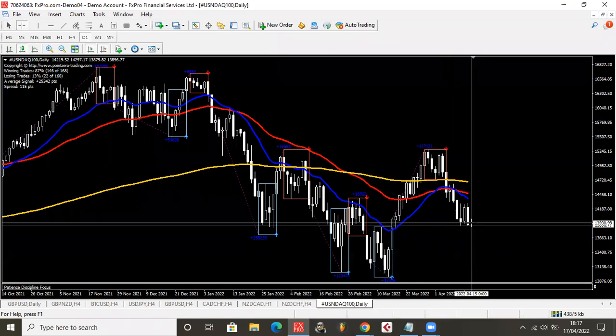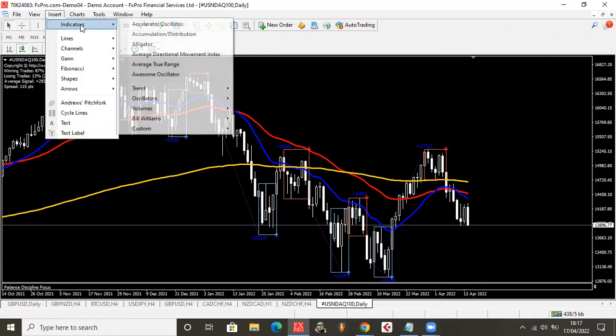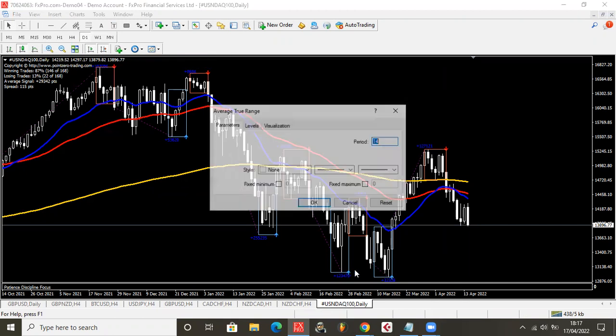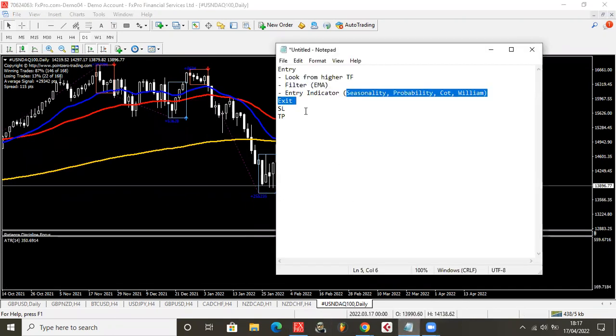And guess what my stop loss is going to be? That's where you use your ATR. ATR gives you your stop loss. Literally. ATR, that's where your stop loss is. And your TP is also your ATR, plus these right here, seasonality and probability.